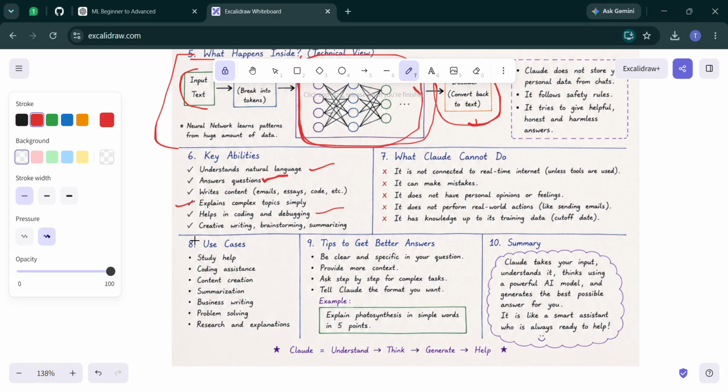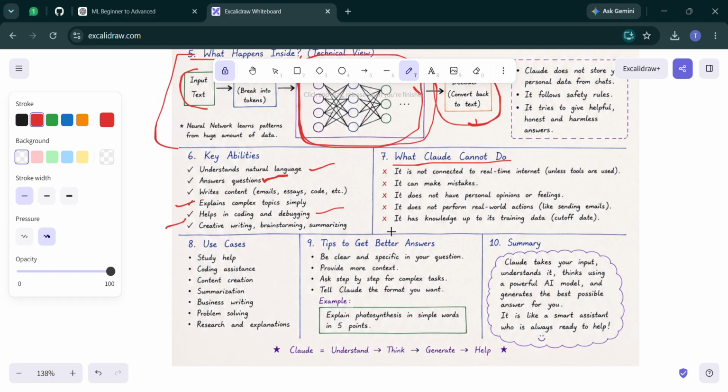We are currently using Claude for coding and debugging purposes. It also does creative writing, brainstorming, and summarizing, so it can provide us ideas too. It can summarize long documents, and we can use it to help debug code. So these are the key abilities of Claude.